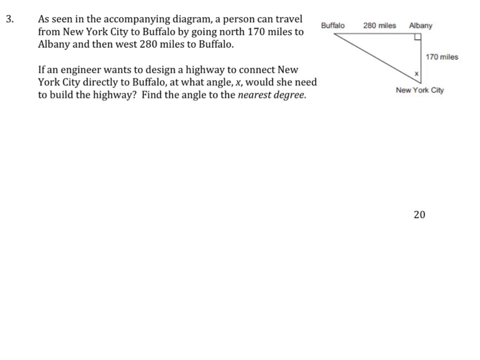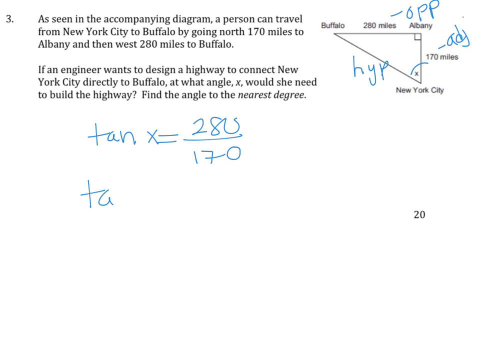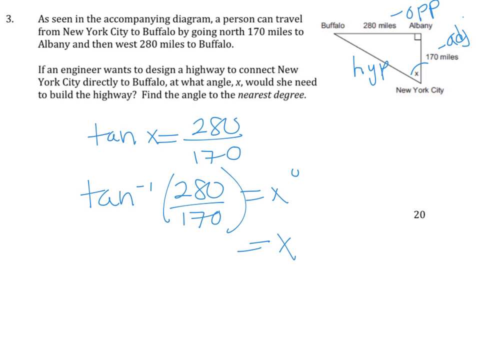So if you look across from the right angle, you're not given anything for the hypotenuse. So the only function that doesn't deal with the hypotenuse is a tangent. So tangent of x is equal to, with regard to the angle, the opposite is 280 over the adjacent of 170. Use the inverse function because we're solving for an angle. And to the nearest degree, we get 59 degrees.